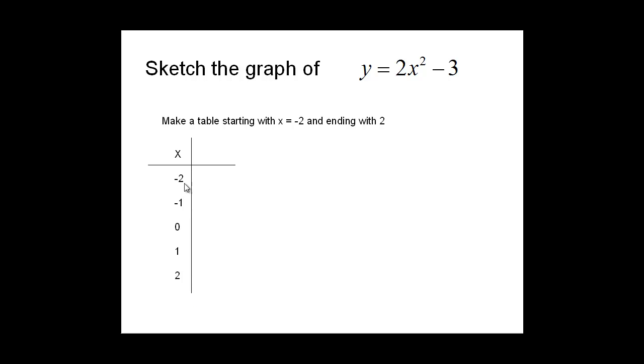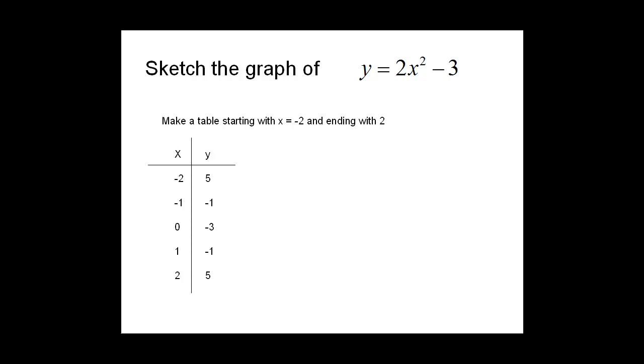If you take negative 2 and plug it in, that's 4 times 2 is 8, minus 3 makes 5. Plug in negative 1: 2 times 1 is 2, minus 3 is negative 1. Plug in 0: 0 minus 3 is negative 3. Plug in 1: 2 times 1 is 2, minus 3 is negative 1. And plug in 2: squared is 4, times 2 is 8, minus 3 makes 5.